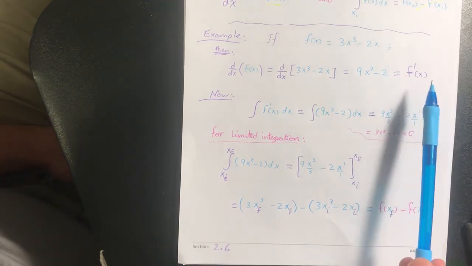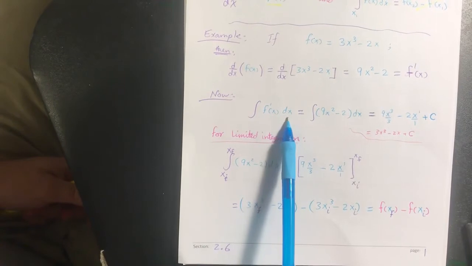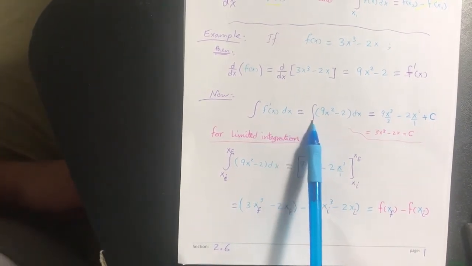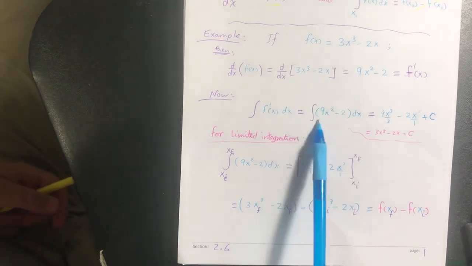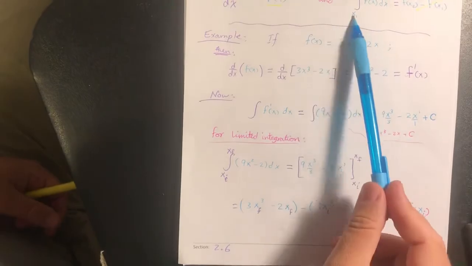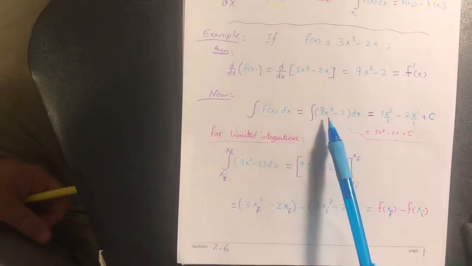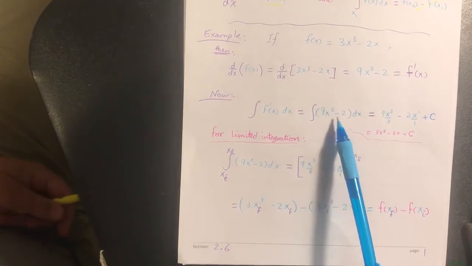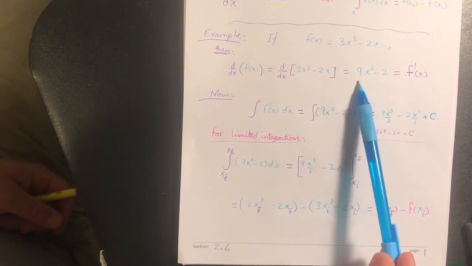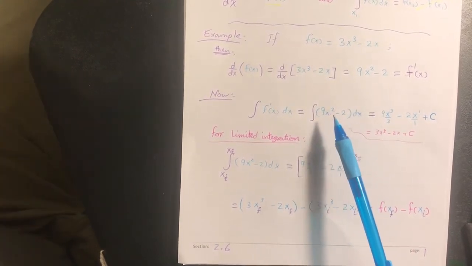Now, what if we need to integrate f prime of x with respect to x? It will be the integration. It is unlimited, an open integration. There are no limits, like in this way. This is f prime of x, 9x squared minus 2.